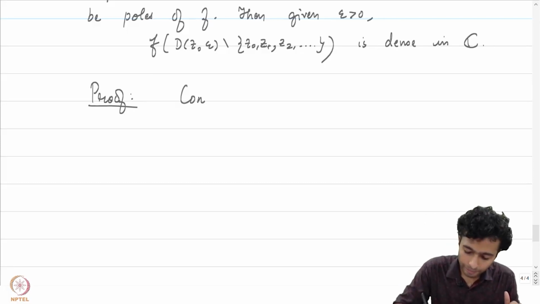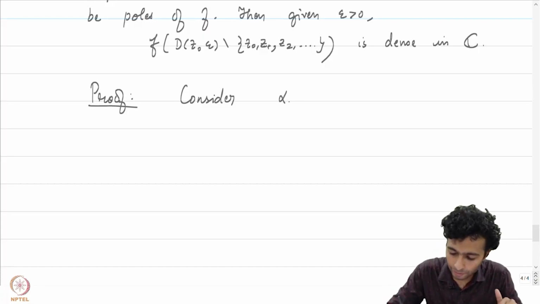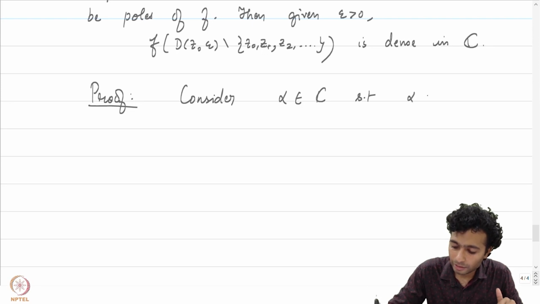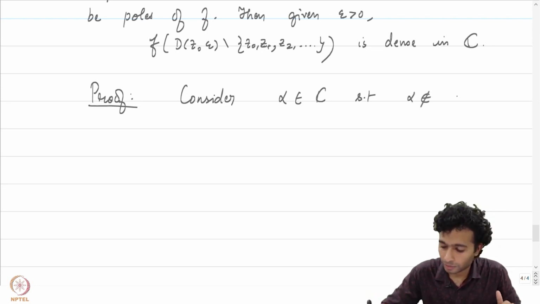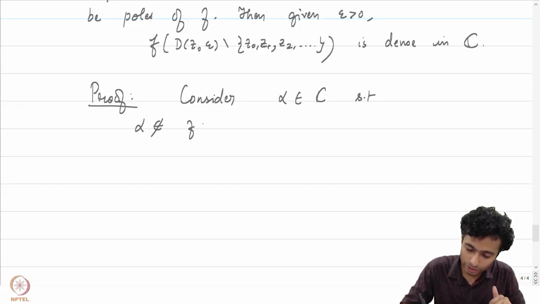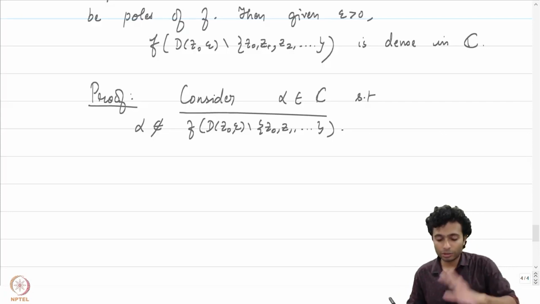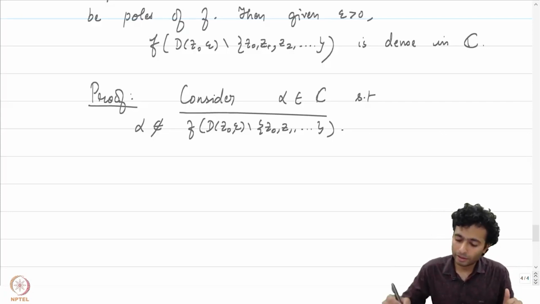So consider a complex number alpha in C such that alpha is not in the closure. Let me just write it fully: alpha is not in the closure of f of D(z0, epsilon) minus {z0, z1, and so on}. This is a closed set and alpha is in the complement.